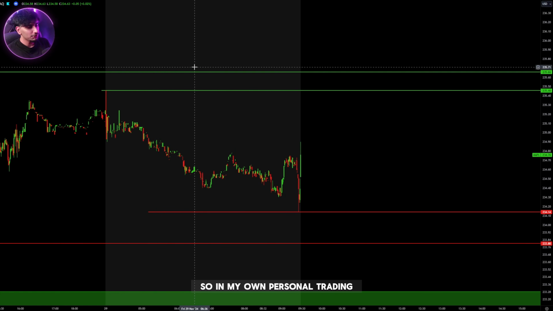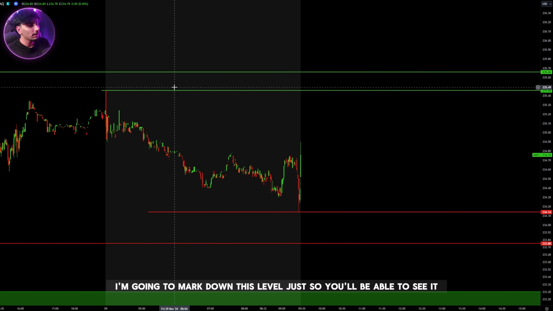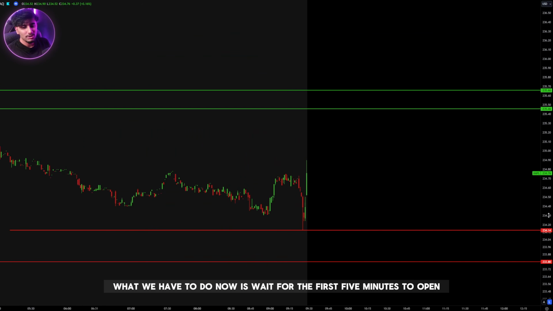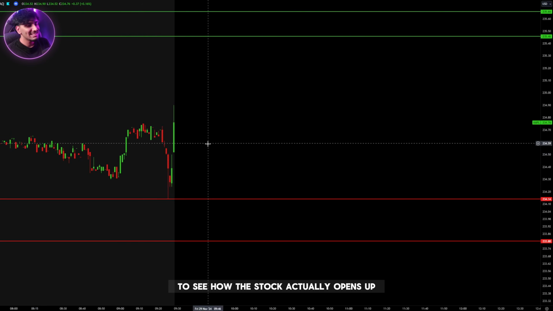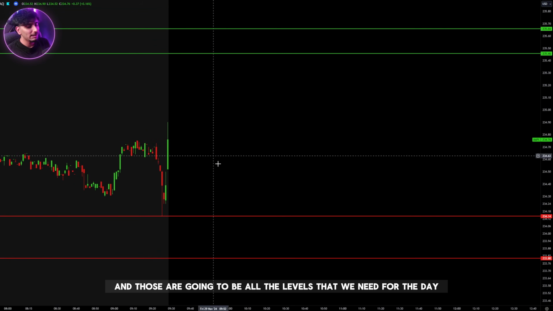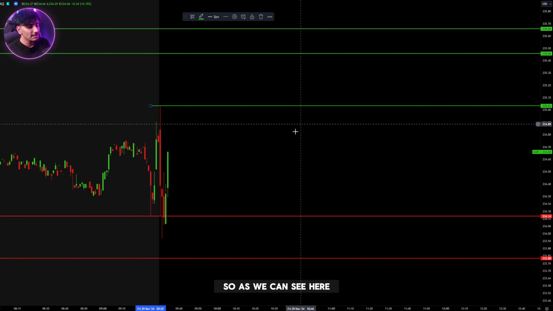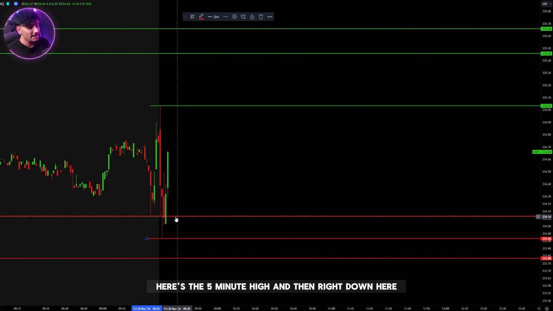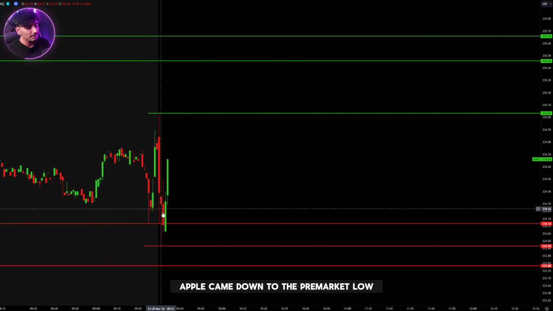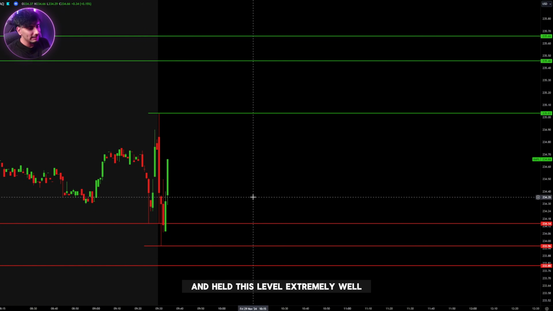So in my own personal trading, I probably wouldn't mark this level down, but just for this video and the simplicity, I'm going to mark down this level just so you'll be able to see it. Now, with this being said, what we have to do now is wait for the first 5 minutes to open to see how the stock actually opens up. We're going to mark out the 5-minute high and low, and those are going to be all the levels that we need for the day. So as we can see here, here's the 5-minute high, and then right down here, we have the 5-minute low. In this example, however, Apple came down to the pre-market low and held this level extremely well.